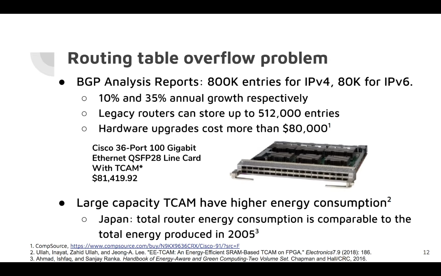BGP tables stored in routers continue to grow. In the IPv6 future, they will be even bigger due to the large IPv6 address space. This results in the routing table overflow problem. Since TCAM memory is constrained and energy hungry, operational expenses for TCAM upgrades are very high. The price of a Cisco router with TCAM can reach tens if not hundreds of thousands of dollars.